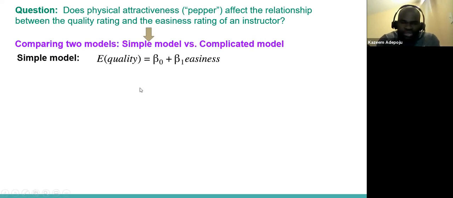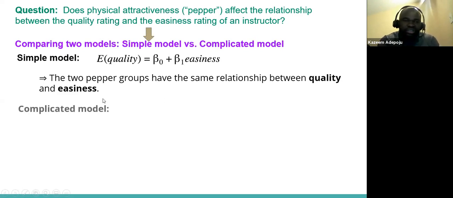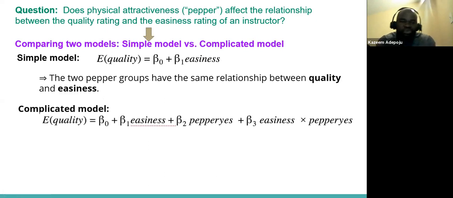Now, the two pepper groups have the same relationship between quality and easiness. So here, there is nothing like partition, there is nothing like grouping. That was why we said the two pepper groups have the same relationship between quality and easiness. But in the complicated model, it is not going to be the same. In the complicated model, I'm going to have what we just concluded right now.